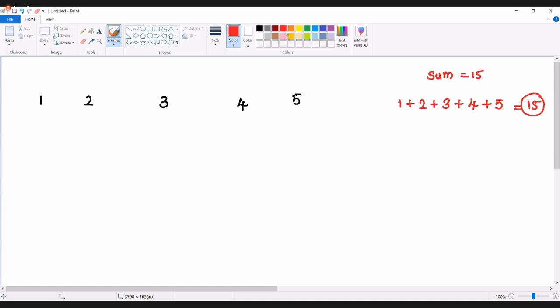So if you want to find the sum of the numbers 1, 2, 3, 4, 5, 6, 7, 8, 9, 10, what is the sum? We can say 1 plus 9 is 10, 2 plus 8 is 10, 3 plus 7 is 10, 4 plus 6 is 10. That is 40, another 10 makes 50, plus 5 is 55. So we can definitely say the sum of these numbers will be equal to 55.